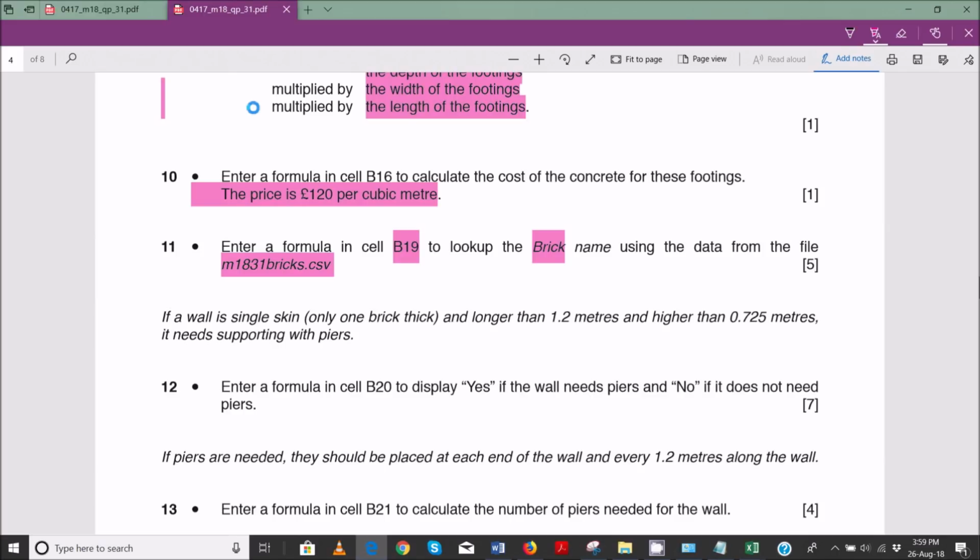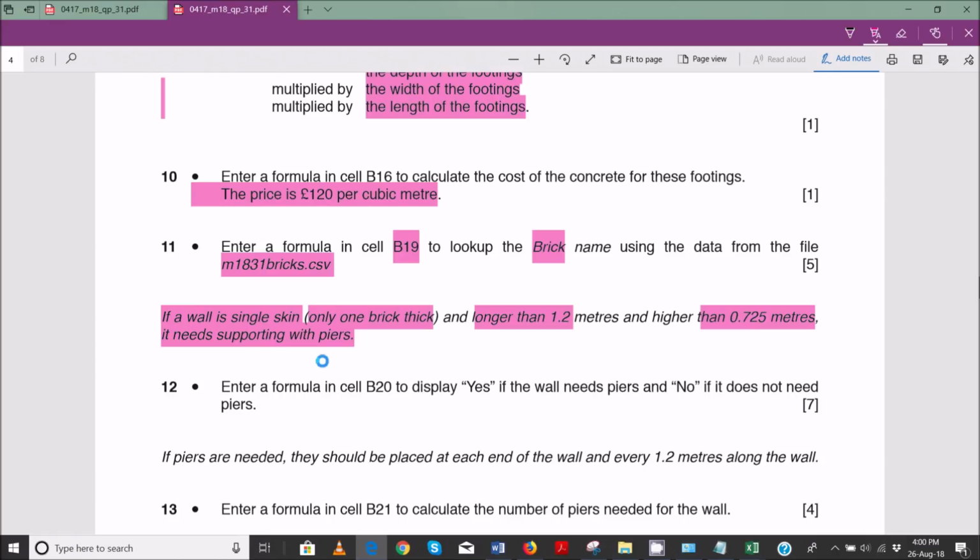So if a wall is single skin, and by single skin they mean only one brick thick, and longer than 1.2 meters and higher than 0.25 meters, it needs supporting with piers. So this is very important. This is where the English comes in, guys.